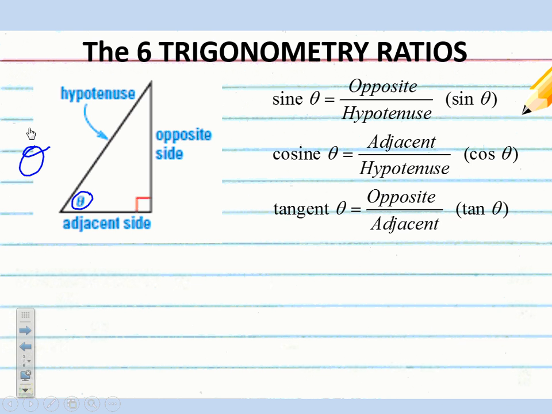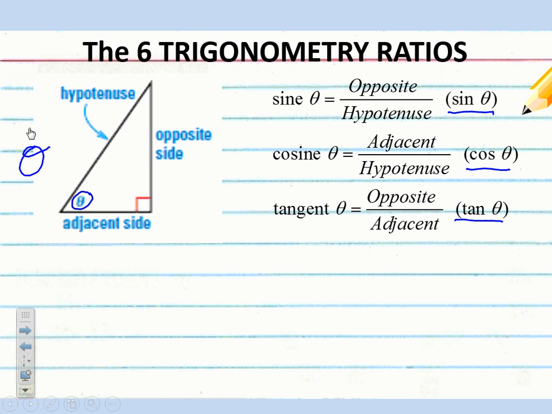Now, the 3 that we know: sine, cosine, and tangent. Sine is opposite over hypotenuse, cosine is adjacent over hypotenuse, and tangent is opposite over adjacent. If we see to the right, these are just their abbreviations. This is how we can abbreviate them when we're writing them out. We're very comfortable with these. We've used these a lot.